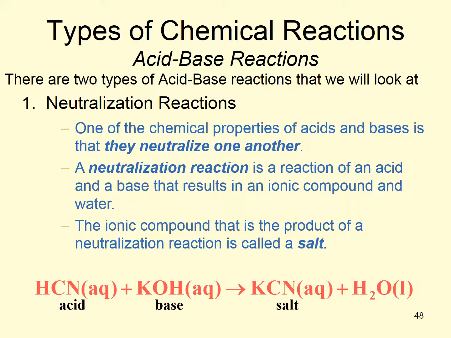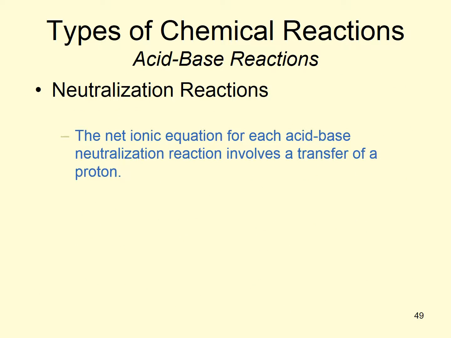So if we look at this, HCN is an acid, KOH is a base, and like we saw earlier, you kind of swap partners, and this time though, because an acid always has an H plus and a base always has an OH negative, they combine to form water. So water is always one of the products of an acid-base reaction. And then the positive ion coming from the base, the K plus in this case, and the CN negative, the negative ion from the acid, form a salt. And so an acid and base react together to give us a salt and water. And then the net ionic equation always will have a transfer of a proton.